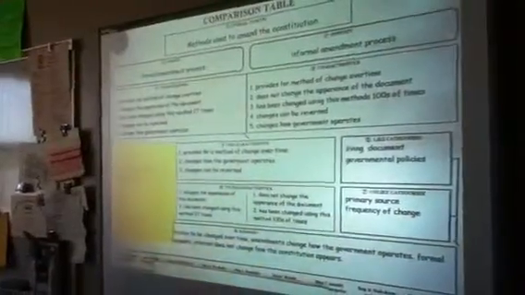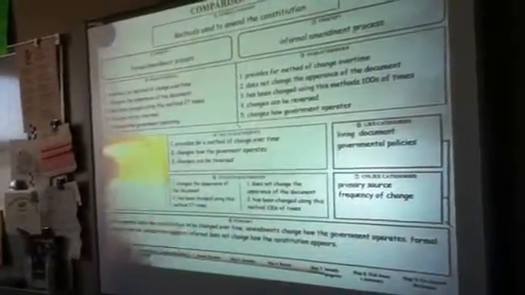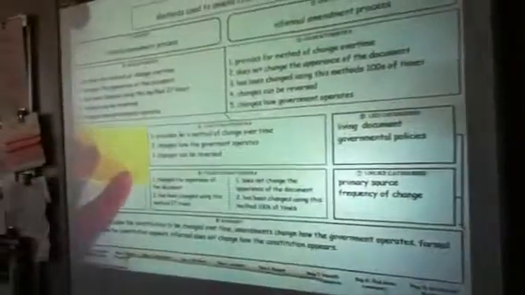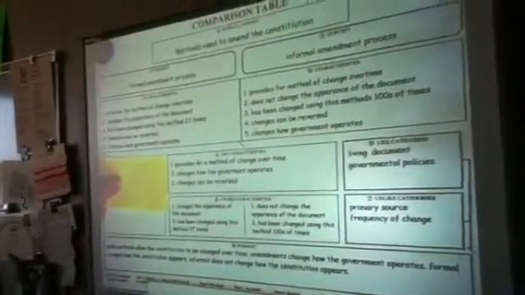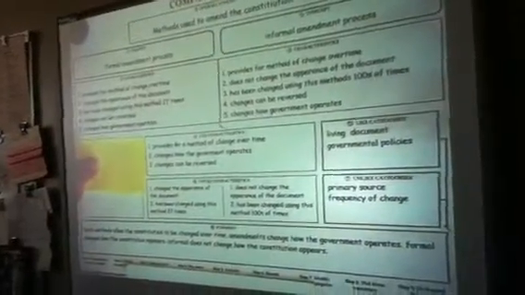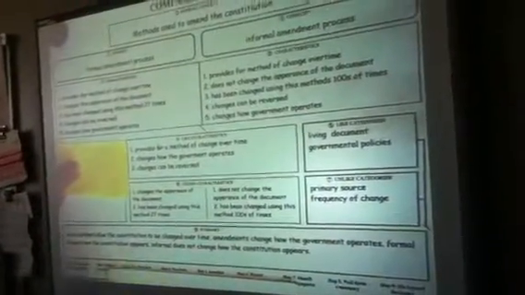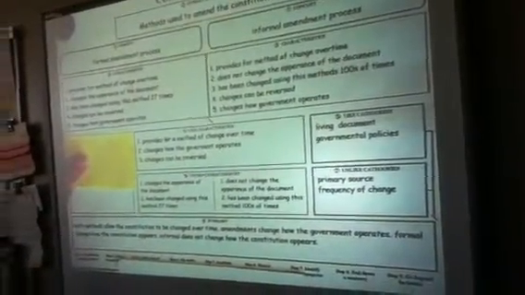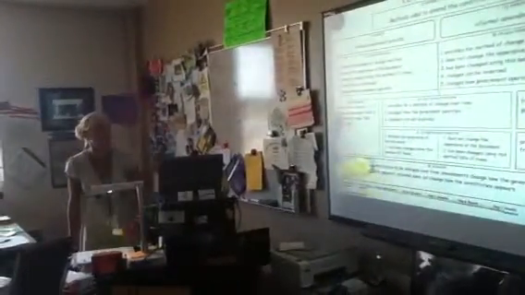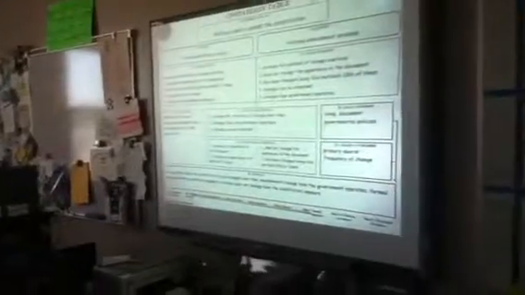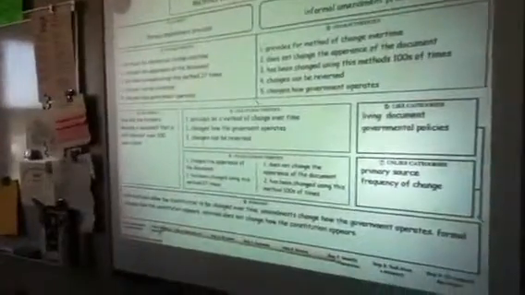And last, your summary. I've written mine. You can see it. Both methods allow the Constitution to be changed over time. The amendments change how the government operates. Formal process changes how it appears. Informal does not change how the Constitution appears. Go ahead and write this in your summary box. When you're done with the summary, let's visit box number 8. Please write down your extension question, and this is what we'll be working on today in class. How did the framers develop a document that is still relevant over 200 years later?